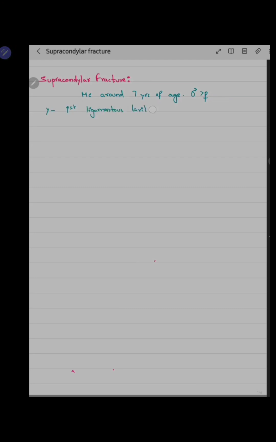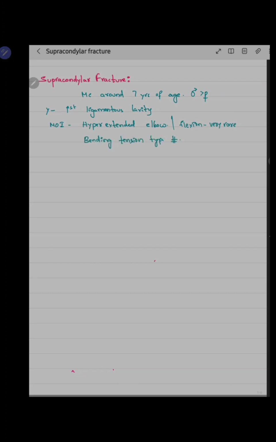The supracondylar fracture is the most common fracture seen in children, and it is most common around 7 years of age. It is also more common in males than in females. Why is it more common around 7 years of age? Why is there a specificity? Because during this time there is the highest ligamentous laxity, and the common mode of injury at this age is a hyperextended elbow.